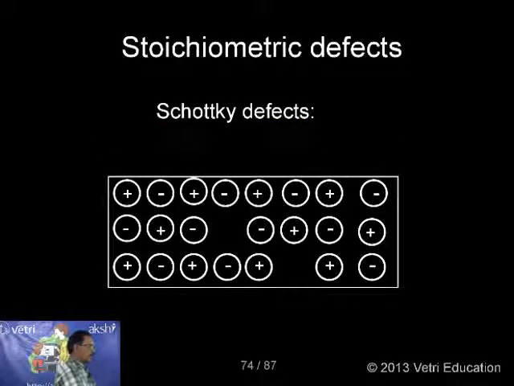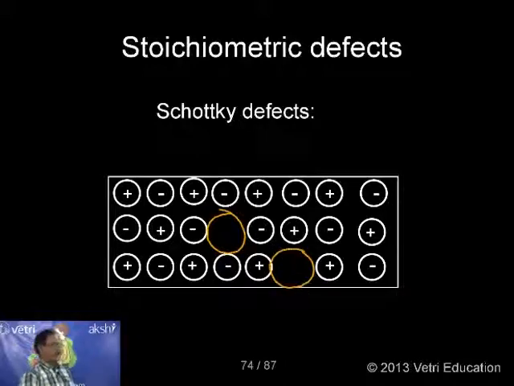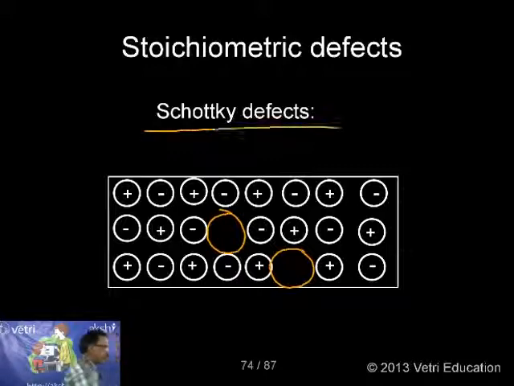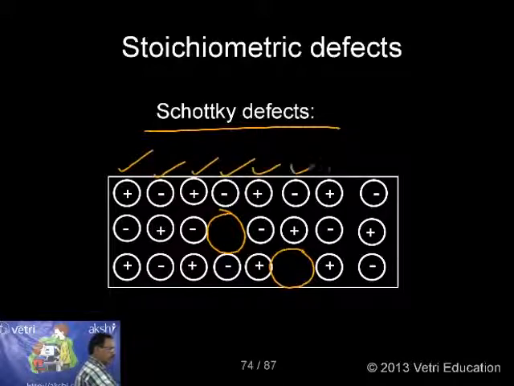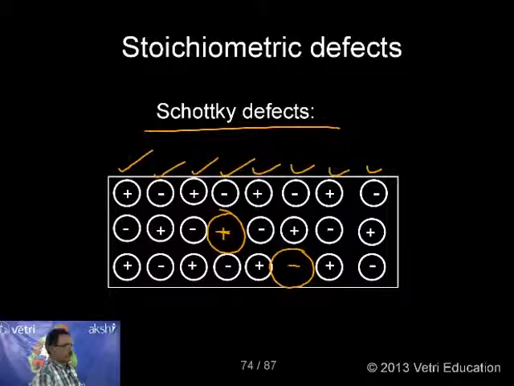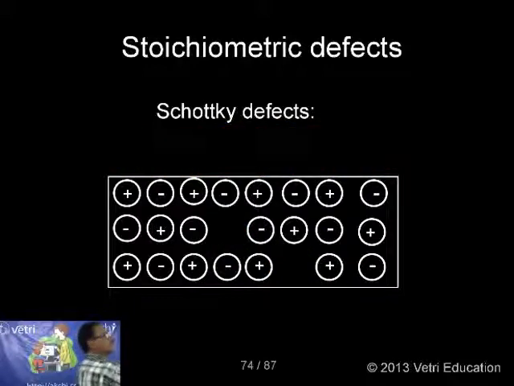Just see what you are seeing here. Here one positive is missing and here one negative is missing, so the total is balanced. This defect is called Schottky defect. Kindly follow. Positive ion, negative ion, positive, negative, positive, negative are arranged alternately. But here a positive is vacant and here a negative is vacant. So this defect we call Schottky defect.